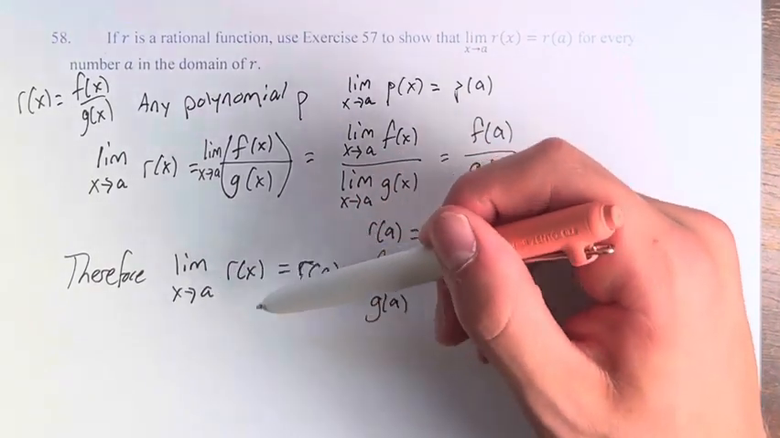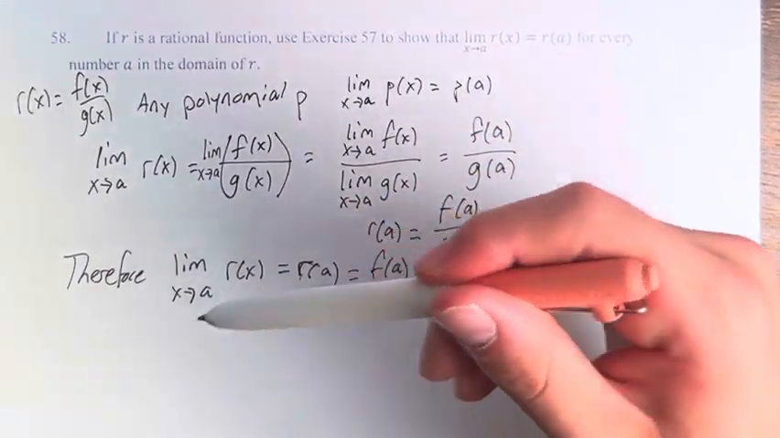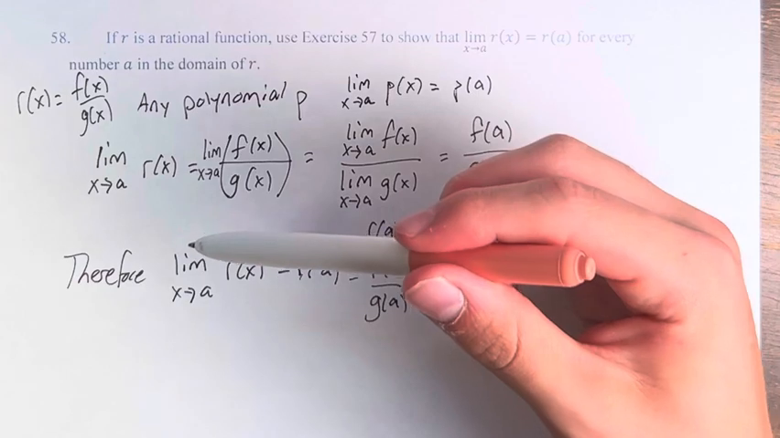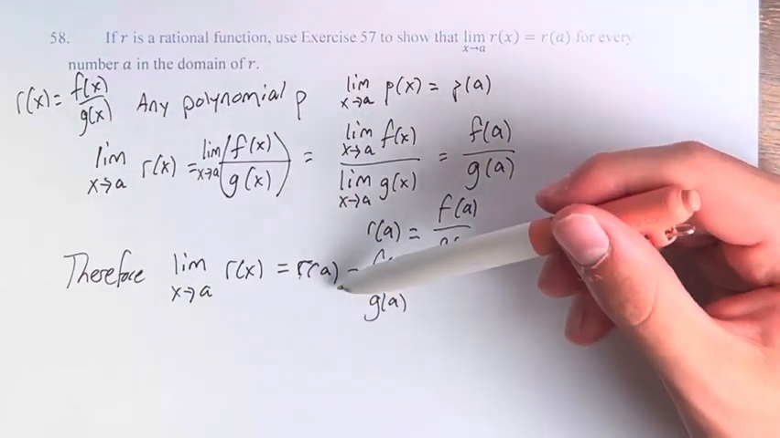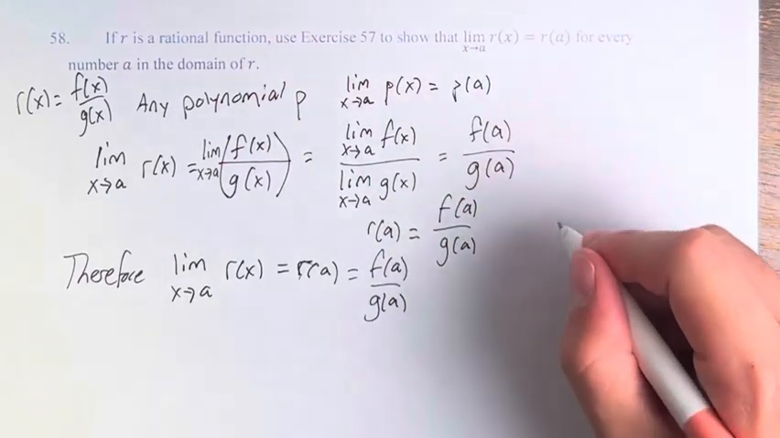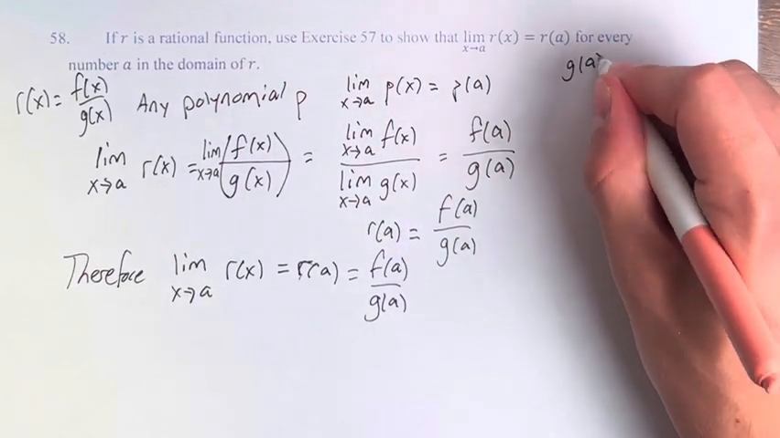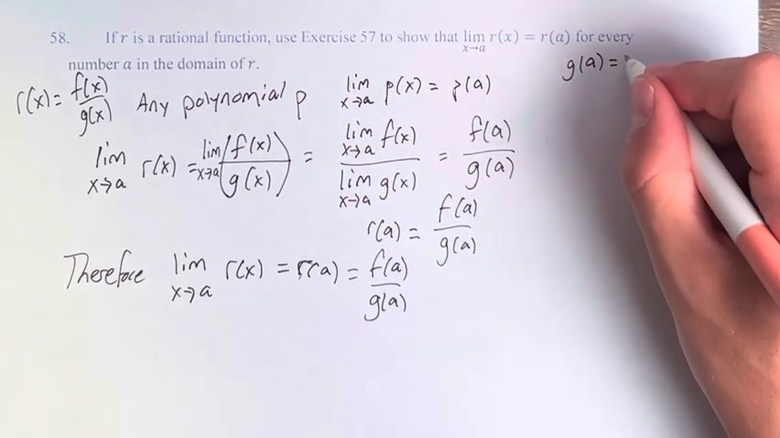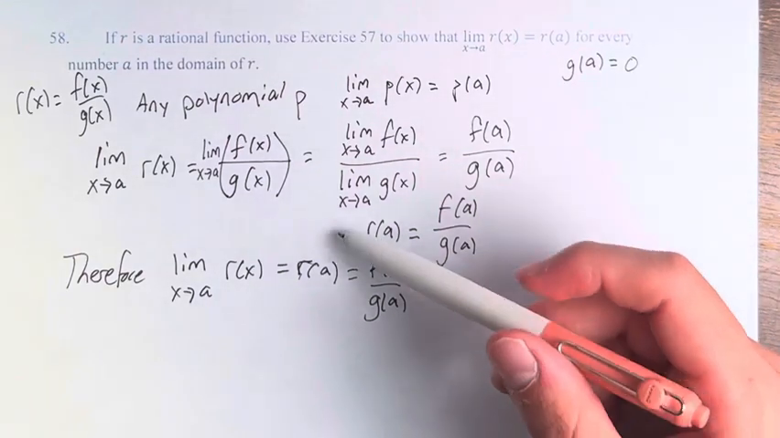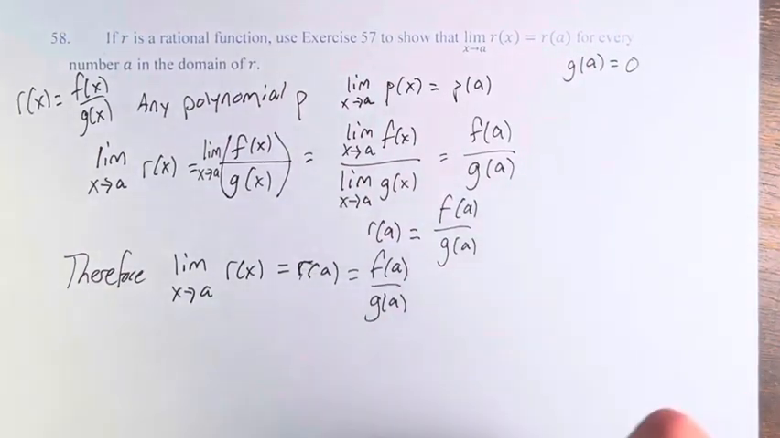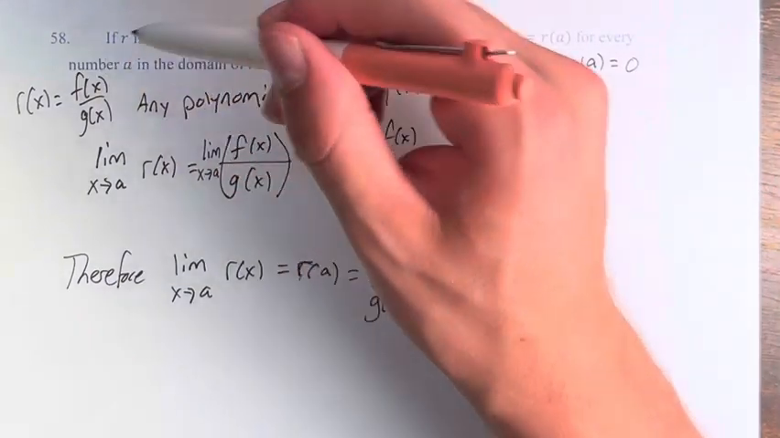the limit as x approaches a of a rational function is equal to the value of the function at that value, if there is one, right? If g of a equals 0, then the limit doesn't equal the value of the function because the value of the function doesn't exist, but that's why we specify for every number a in the domain of r.